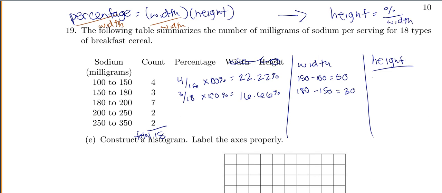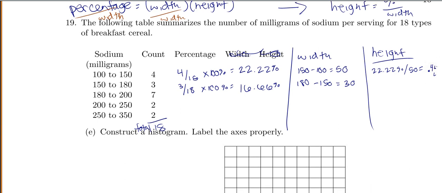So in our case, we have a percentage of 22.22% divided by a width of 50, which gives me 0.44 if I round to 2 decimal places. For my next one, I have a percentage of 16.66%, and I'll divide by a width of 30. That gives me 0.55. You can do the rest yourself for the other categories. But we found our percentage, we found our width, we found our height.